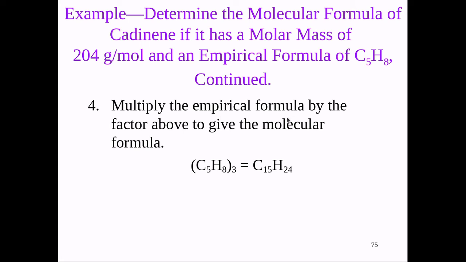So next we'll multiply the empirical formula by the factor that we just calculated in order to get our molecular formula. So we take C5H8 from here, multiply it by the 3 we just calculated, and we get C15H24.